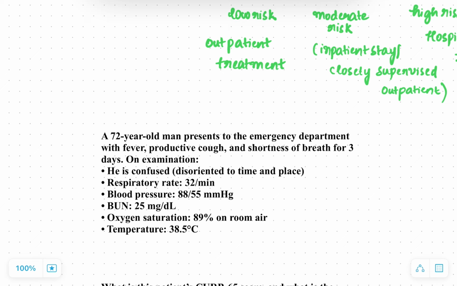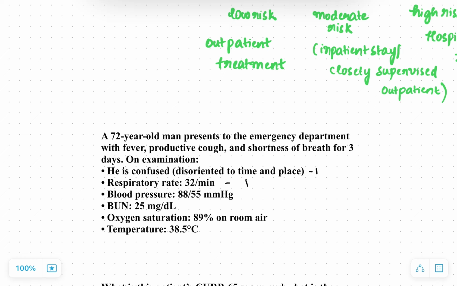A 72-year-old man presents to the emergency department with fever, productive cough, and shortness of breath for 3 days. He is confused, disoriented to time and place. So the score will be 1 here, and the patient's respiratory rate is 32 breaths per minute. If more than 30 breaths per minute, we will give a score of 1.